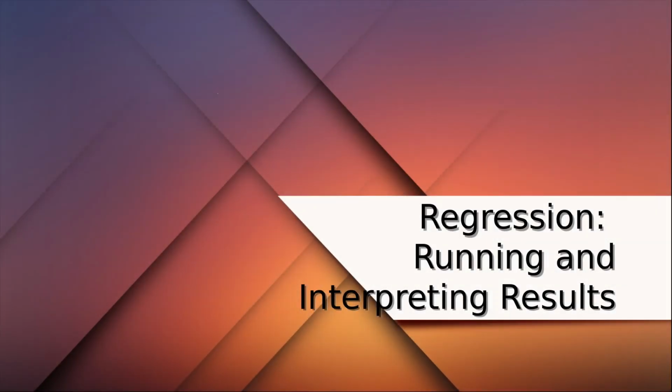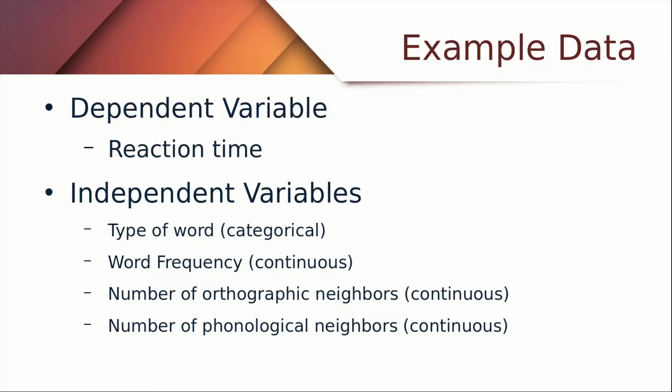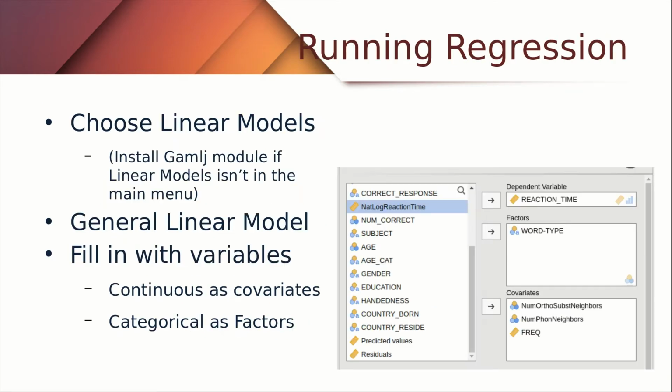In this episode, I'm going to talk about running regression and interpreting the results. In the example data we'll look at, we're going to have reaction time as the dependent variable, and as independent variables, the type of word, word frequency, and the number of orthographic and phonological neighbors.